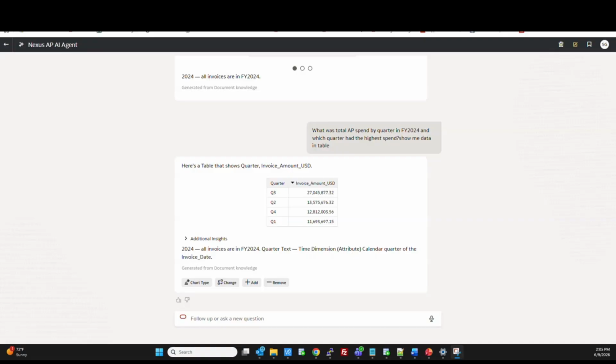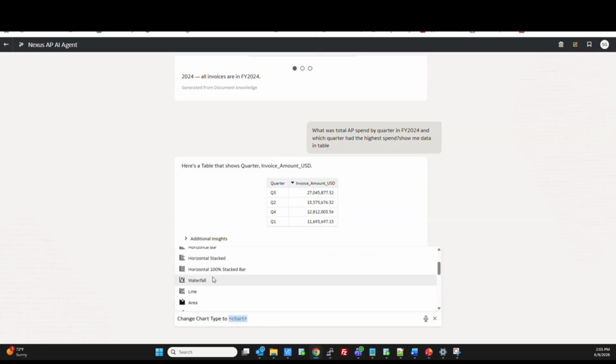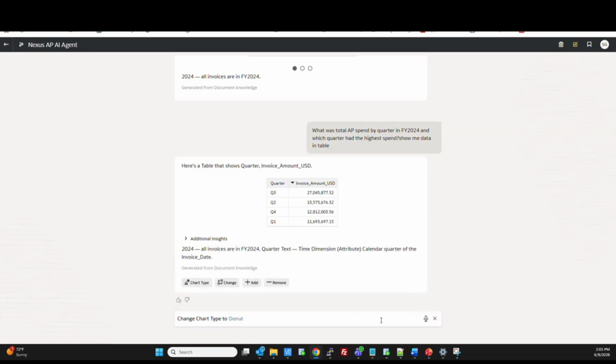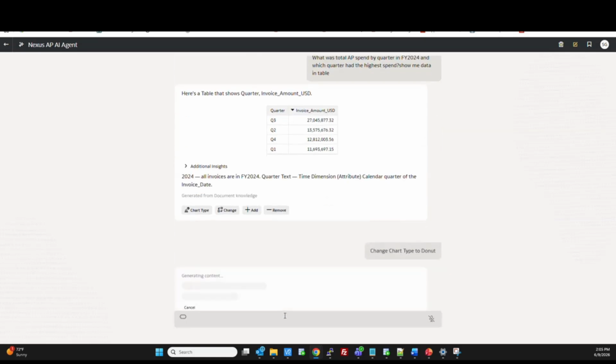As you can see, the response was in tabular form. And in case I want to see the response in a chart, let's say I want to see the data in a donut chart, I just change the output to a donut and wait for the response. So you can see it plotted a chart for me.